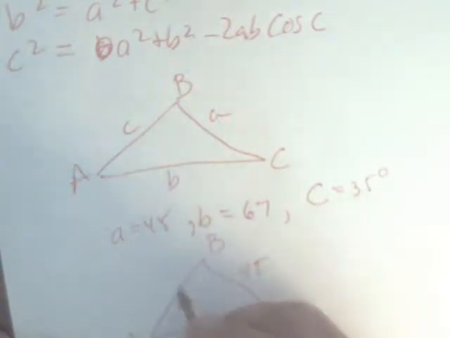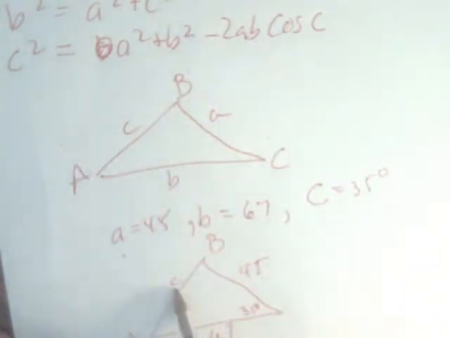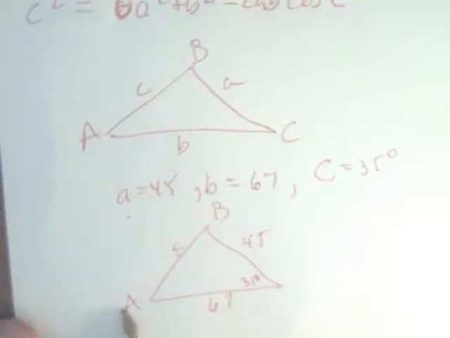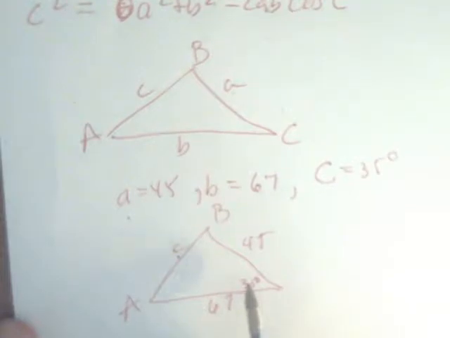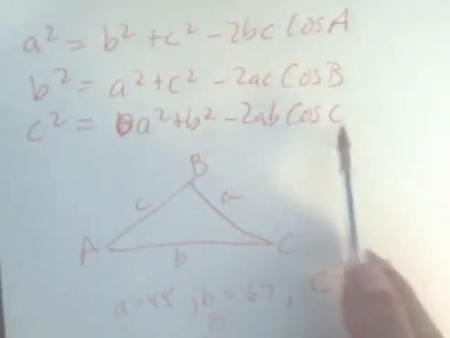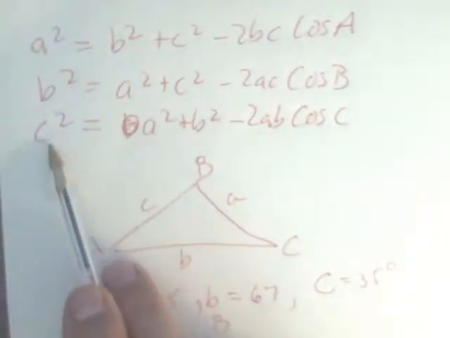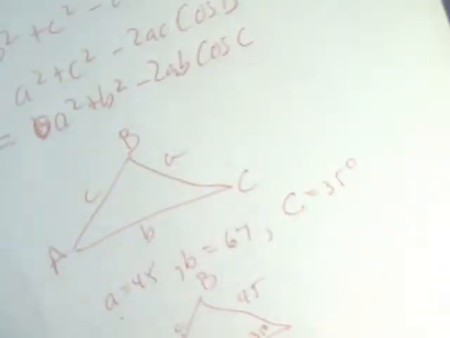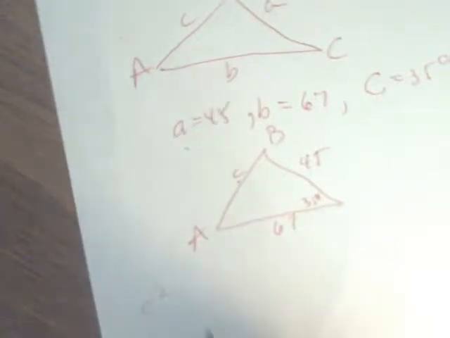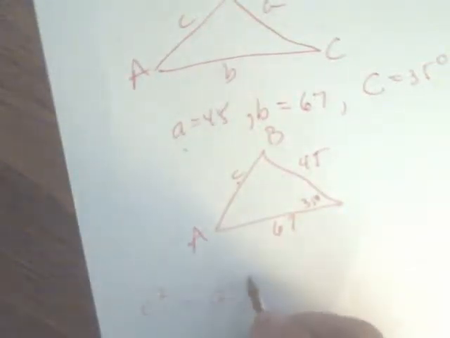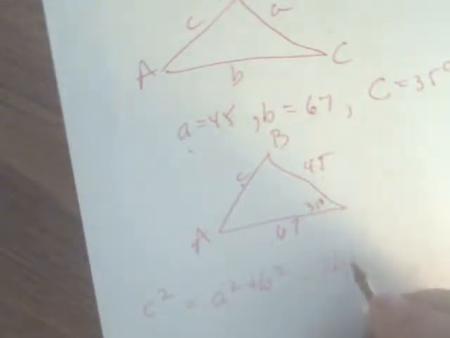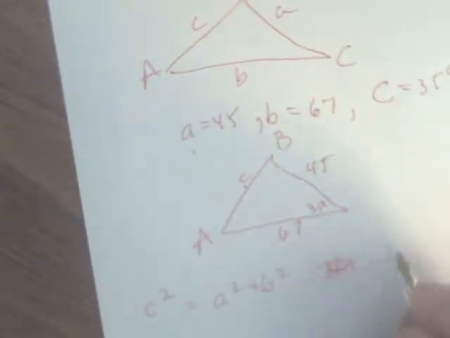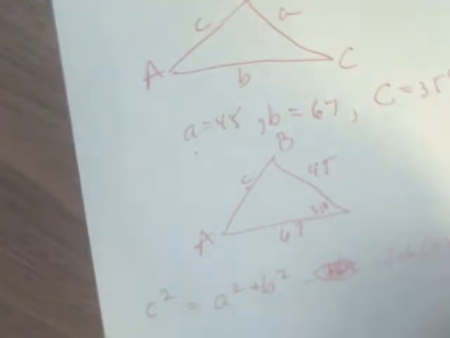So I don't know side c, I don't know angle A, I don't know angle B. Since I know angle C, I'm going to find side c. So c squared equals a squared plus b squared minus 2ab cosine C.